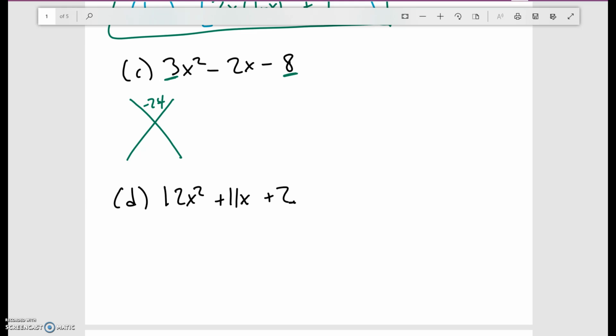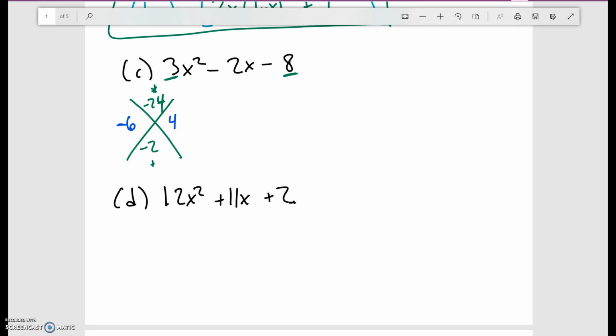All right, so now I have to think of what two numbers multiply to get negative 24 and add up to get negative 2. Okay, and those two numbers are going to be 6 and 4. Now, one of them has to be negative because I have to get negative 24, so this has to be negative, because then negative 6 plus 4 will be negative 2.